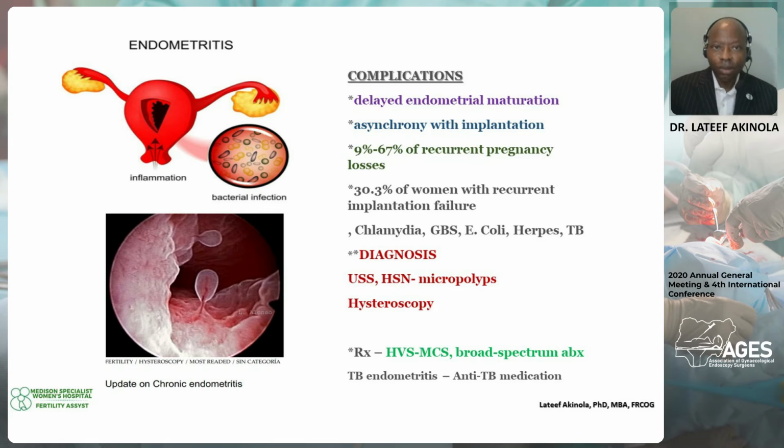Now, talking about infection, we know that this is not very uncommon, and it could cause delayed maturation of endometrium, causing abnormal implantation, recurrent pregnancy losses, pelvic pain, and it may be due to chlamydia, GBS, E. coli, herpes, or tuberculosis. Diagnosis depends on ultrasound scan, HSG, where we see micropolyps, and hysteroscopy as well. Treatment usually, after you've done a high vaginal swab for microscopy, culture and sensitivity, you can give broad spectrum antibiotics, and in TB endometritis, antituberculous medication, and these are very effective therapy for this pathology.